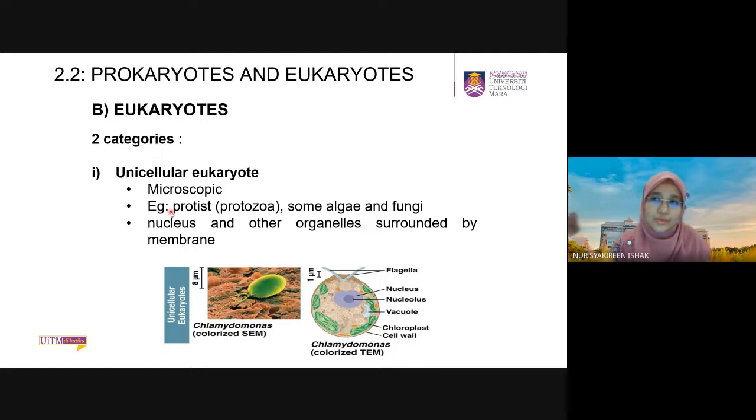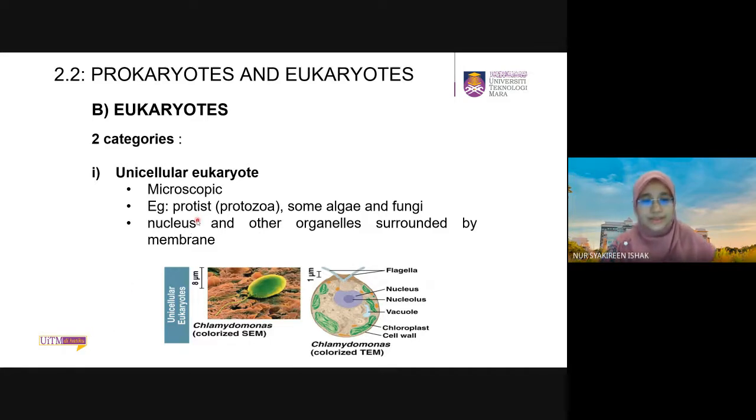Unicellular. So if you were to do an experiment to see what microorganisms are found in your pond at home, ataupun if you have a swimming pool, for example, nak tengok bersih ke tak. You can take some of the water sample, air longkang ke whatever, and put it on a microscope slide. You can put some dye, or just leave it like that, then cover with a cover slip and observe under the microscope to see if there is presence of unicellular eukaryotes.